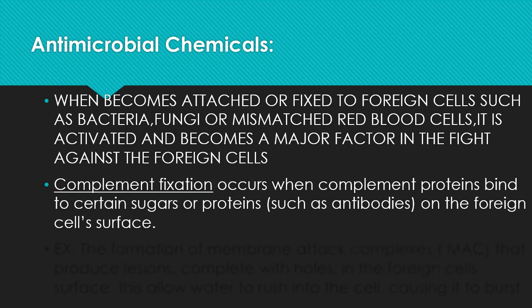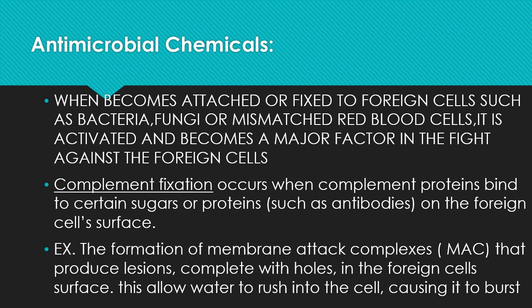When complement becomes attached or fixed to foreign cells such as bacteria, fungi, or mismatched red blood cells, it is activated and becomes a major factor in the fight against the foreign cells. Complement fixation occurs when complement proteins bind to certain sugars or proteins, such as antibodies, on the foreign cell's surface. An example is the formation of membrane attack complexes or MAC that produce lesions with holes in the foreign cell surface. This allows water to rush into the cell, causing it to burst.